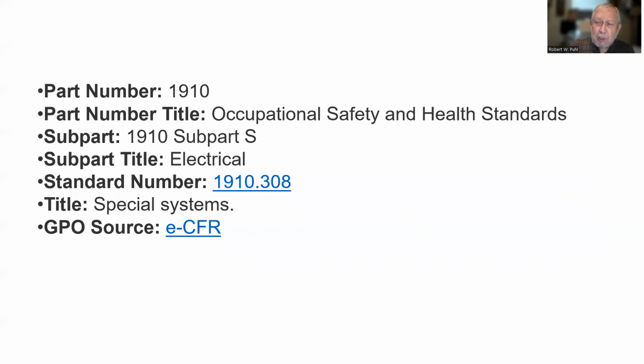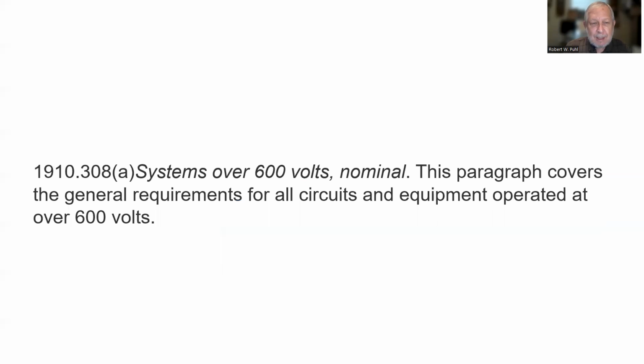308 is special systems. You thought that was pretty much what was in the last one. Huh? It's classified systems. They were hazardous classified systems. These are special systems. Systems over 600 volts nominal. This paragraph covers the general requirements for all circuits and equipment operated over 600 volts.